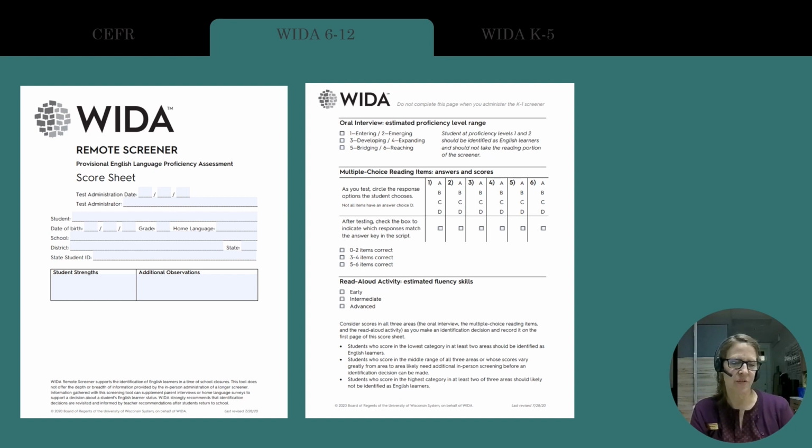The score sheet for middle school and high school looks like this, and this will be sent to the school in the student file. On the first page, you will see the name and language of the student, and also some notes of what we observed during the screener. In the top right corner on the first page, you will see the CEFR score. The second page shows the results for each of the 3 parts. Sometimes the student is not able to complete the last 2 parts, so this would be indicated.